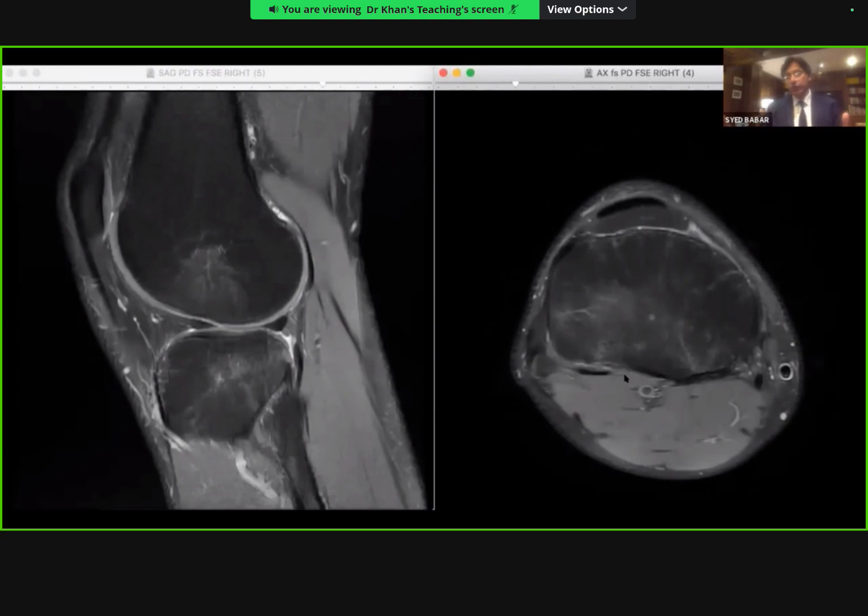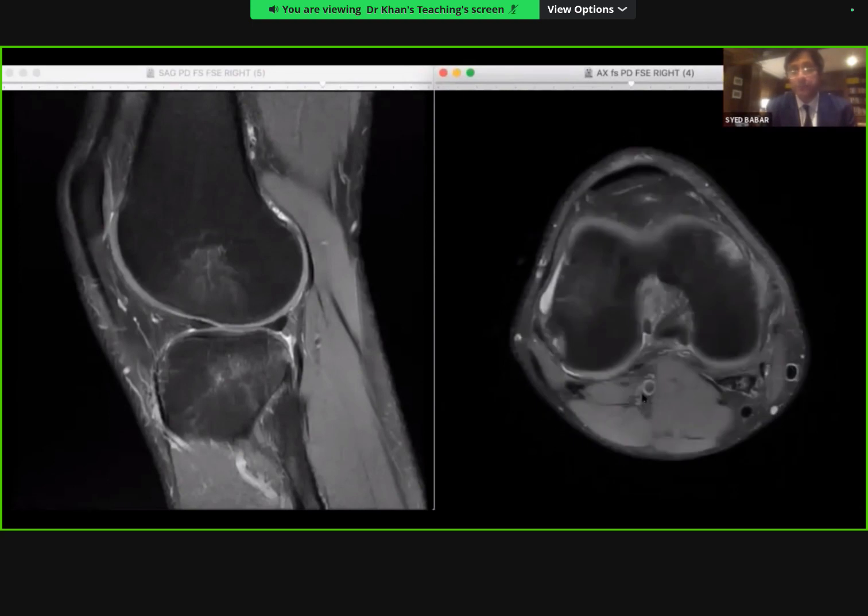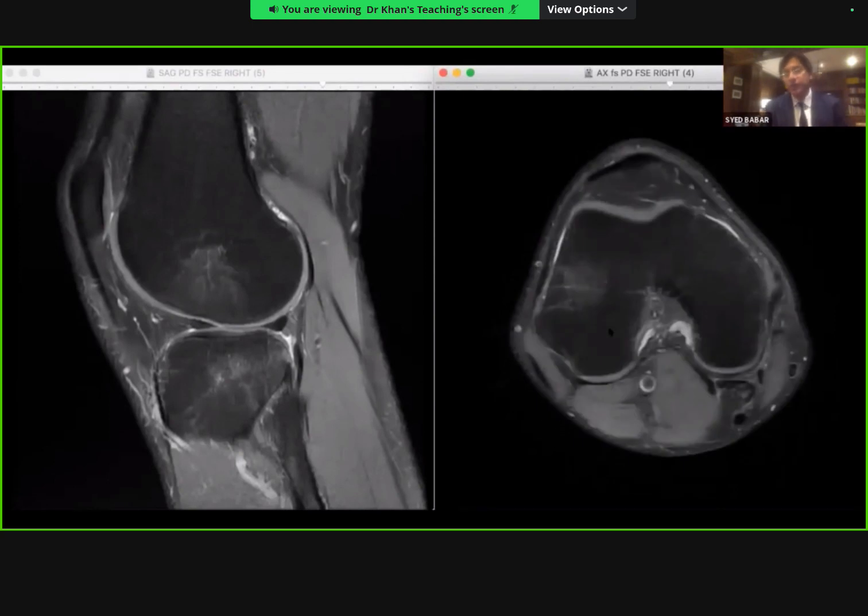So axial is very good for looking at the ligaments on the side, the front and back. And of course, you can see the popliteal vessels flow void. So in 5 or 6 minutes we have looked at all the structures. I always follow the same sequence.